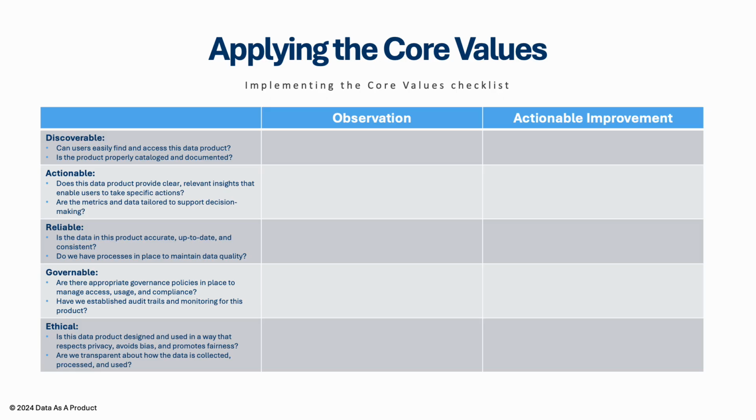Now, take a look at the checklist and let's go through it. For each value, ask yourself the corresponding questions. First, for discoverable, can users easily find and access this data product? Is the data product properly cataloged and documented? The second, actionable. Does this data product provide clear, relevant insights that enable users to take specific actions? Are the metrics in the data tailored to support decision making?